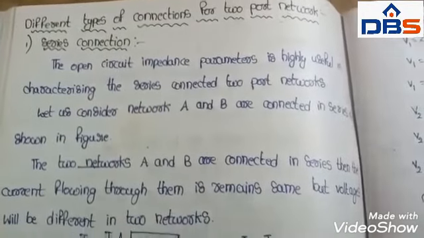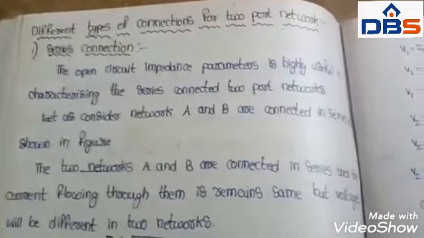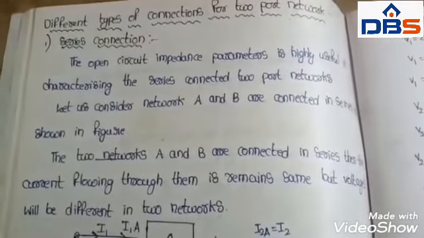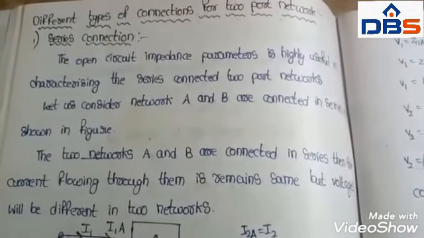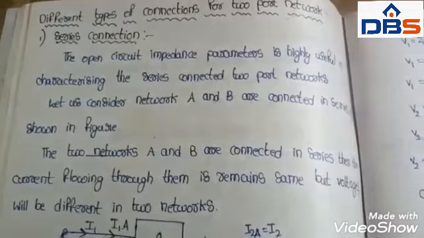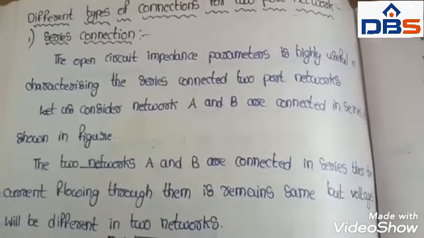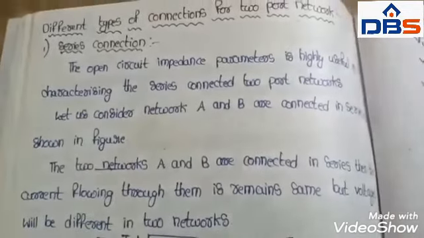So the last topic of this unit is the different types of connections of two-port networks: the cascading connection, the series connection, and also the parallel connection. Now we go for the first, the series connection.